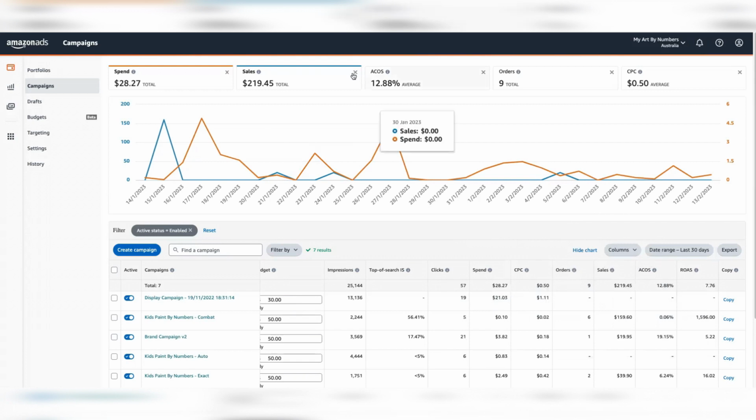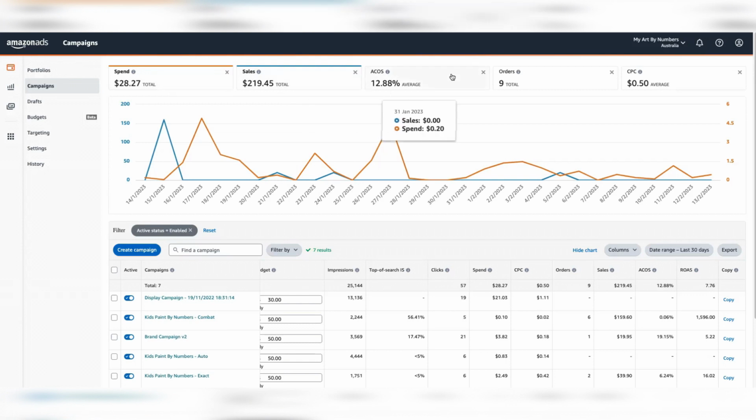In terms of the metrics that I like to look at, you've got these up here. All of these are customizable depending on your goals. But the ones that I typically like to look at are cost, or spend: how much are you spending? And sales. This is sales attributed to PPC. It's not your total sales for the month.